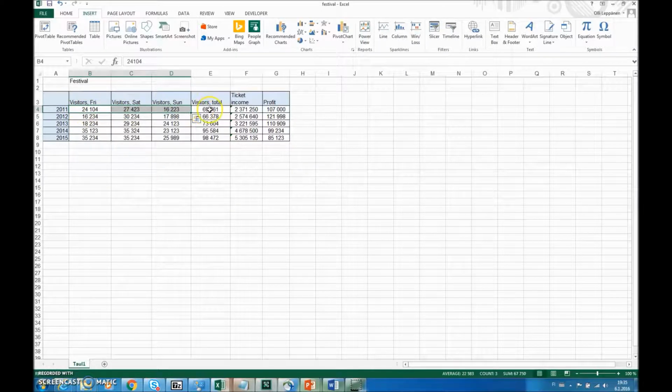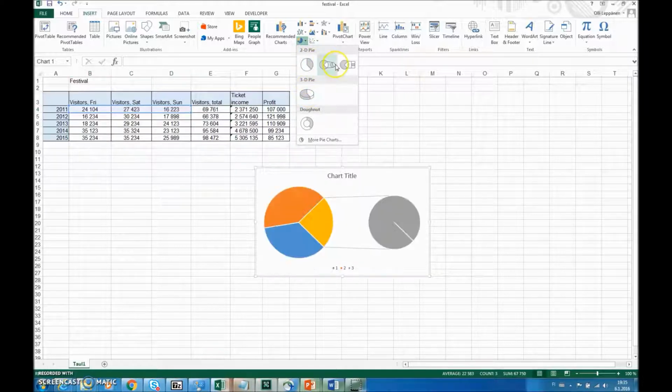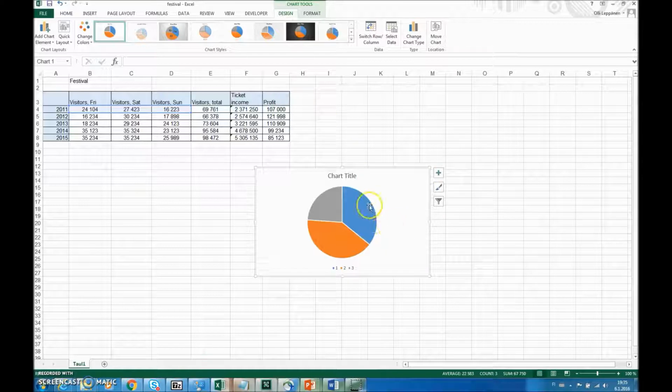I will select only the data now, and I can select different kinds of pie charts, for example 3D, 2D, and so on. Let's select this 2D pie chart. Now we have only the pie chart there. There are no explanations of the different colors, there is no title, and so on. We can, for example, add the title by typing it. Festival Visitors 2011. And these ones represent the different days.